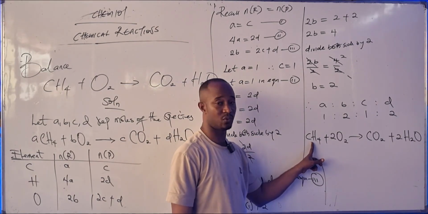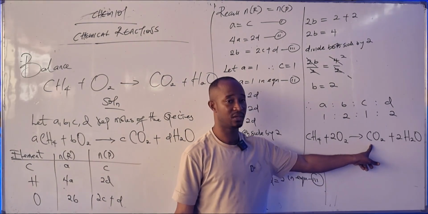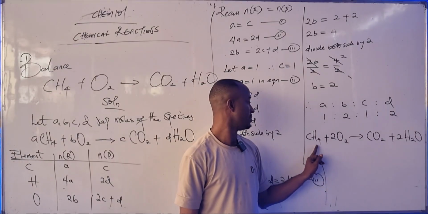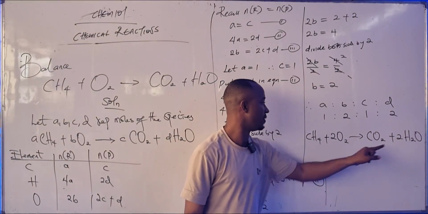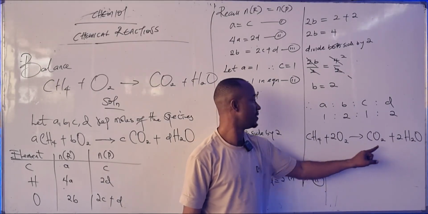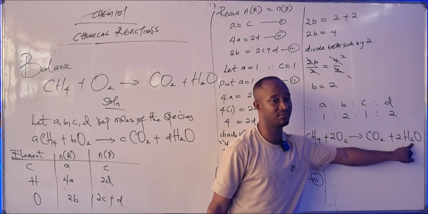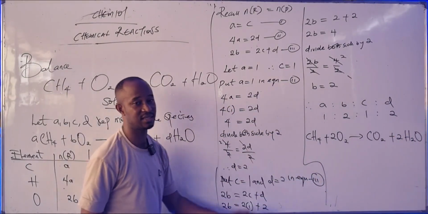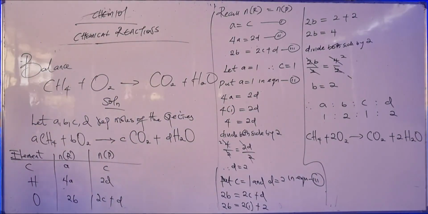Let's check if it's balanced. Carbon is 1 here and 1 here. What's the mole of hydrogen? 4, and here it's 4. What's the mole of oxygen? 4. What about here? 2 plus 2, making it 4. So is this balanced? Balanced, yes. So you can put this out.